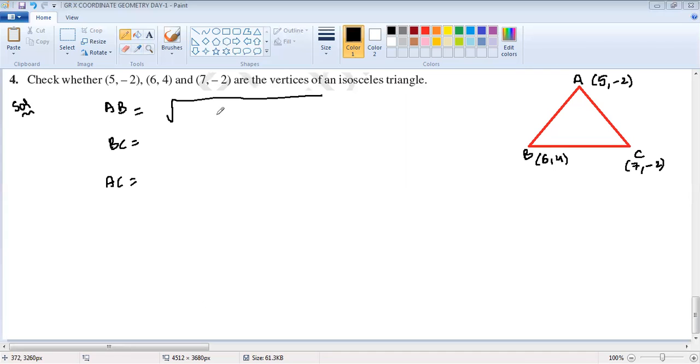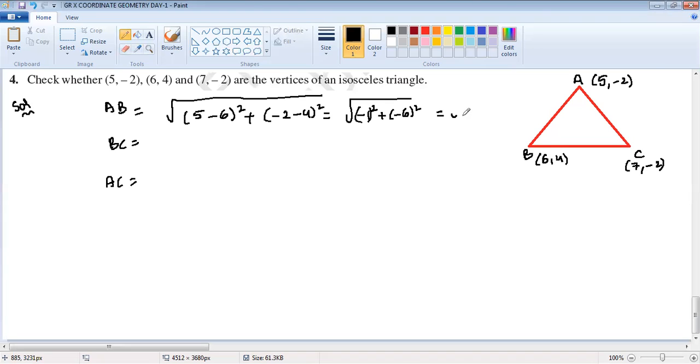So what is the value of AB? Sir, 5 minus 6 whole square plus 2 minus 4 whole square, right? Yes sir. 5 minus 6 whole square, which is minus 1 whole square, plus minus 2 whole square, that is 1 plus 36, which is root 37. Am I right? Yes sir.